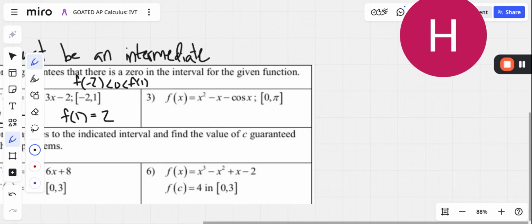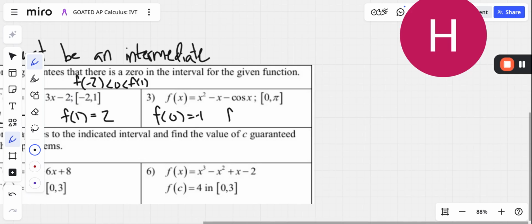And now they give us a trig function. So notice they can give you any function and any interval, but if they want you to do it without a calculator, they're not going to give you something really difficult to plug in. Let's plug in 0, see what we get. You don't just get 0 on everything. You get 0 minus 0 minus 1, so that's a negative 1.